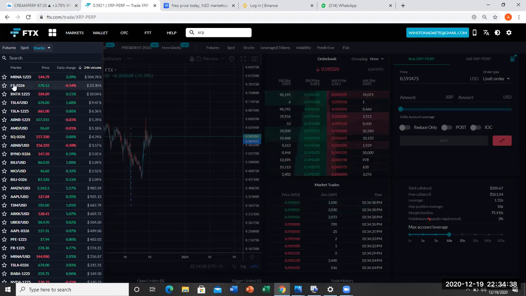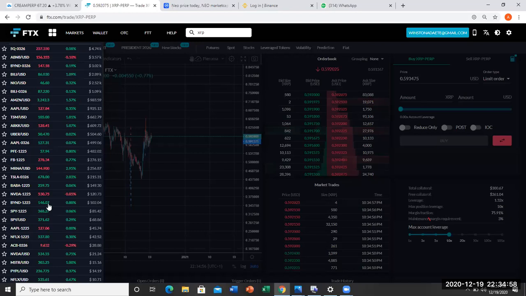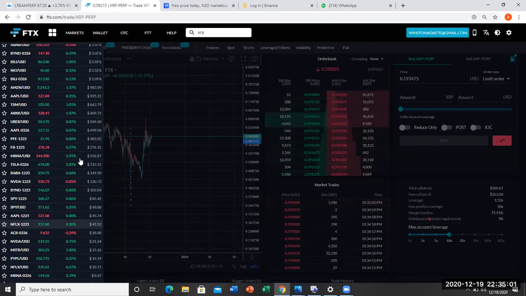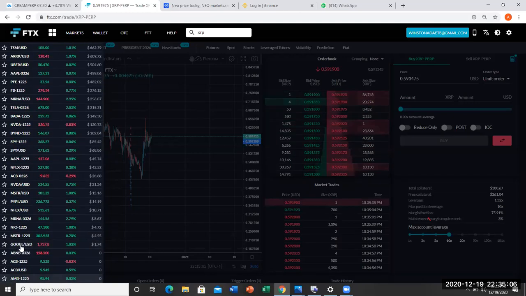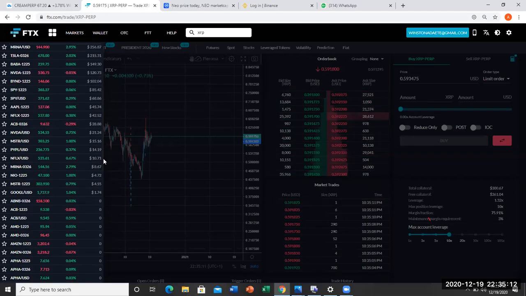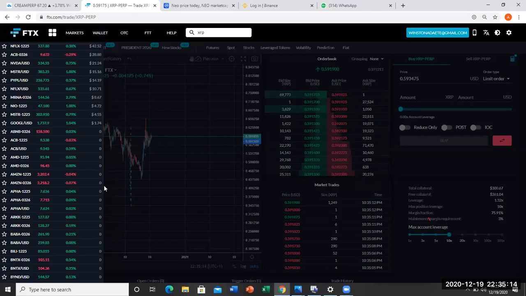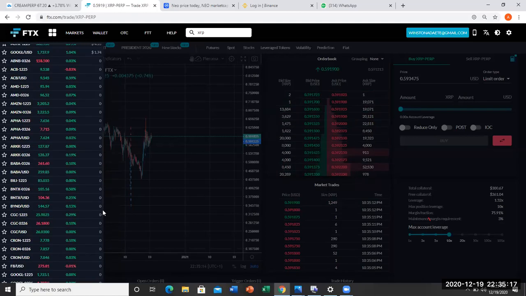Look at Facebook stock here. This is Tesla. This is Airbnb. Are you getting it? So many of them. This is Apple. This is Amazon. There are many of them here that I don't even know. There are so many. FTX, this is Netflix. This is Google. You can see that. A lot of US stocks are listed here.